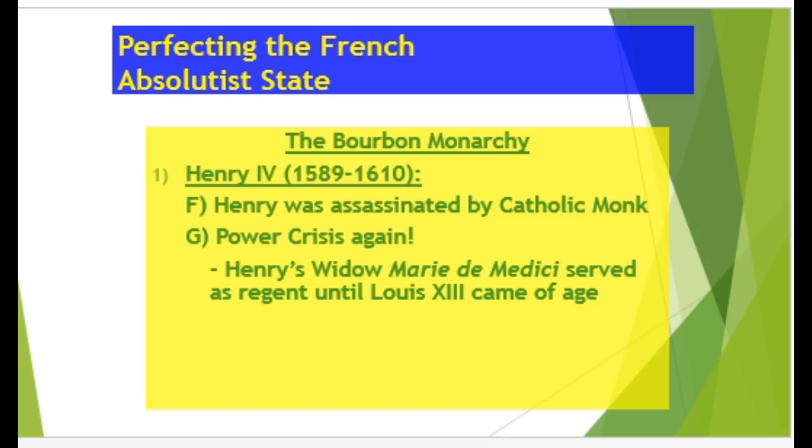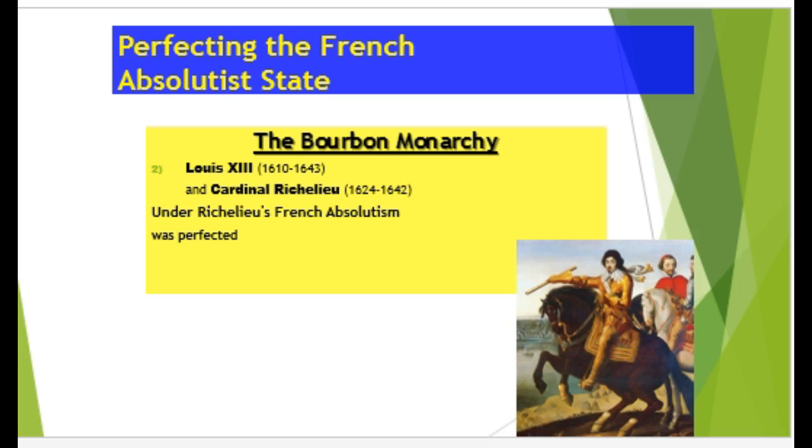Now, her regency will be marked with corruption, and in some cases, the nobility actually started to gain power back. She was encouraged to exile with Louis XIII, and another power crisis, like I said, emerged. However, that power crisis will be averted. How? Cardinal Richelieu. That's how.